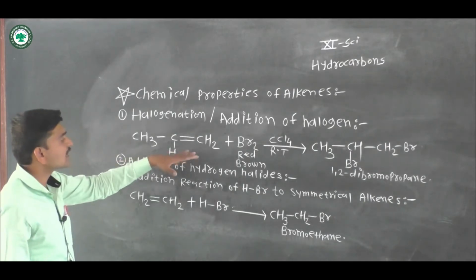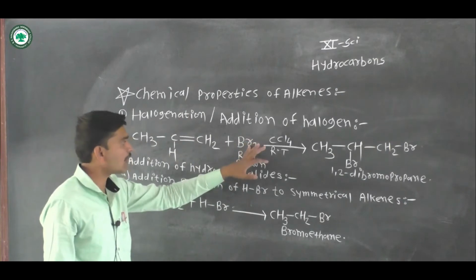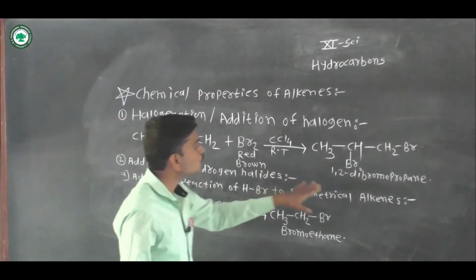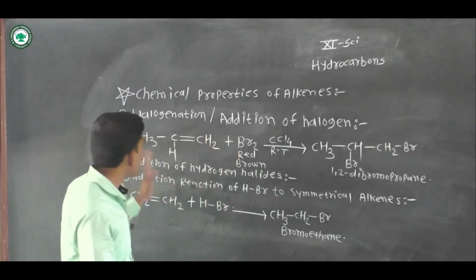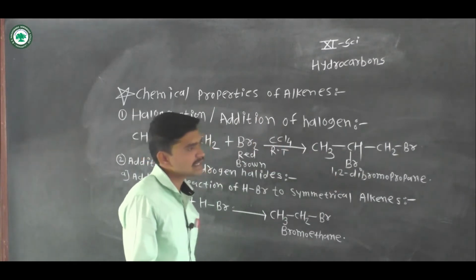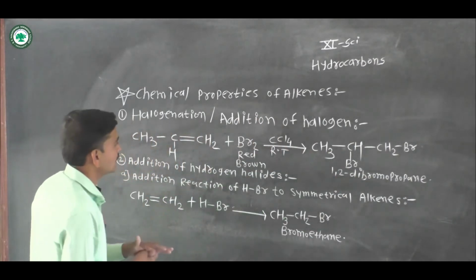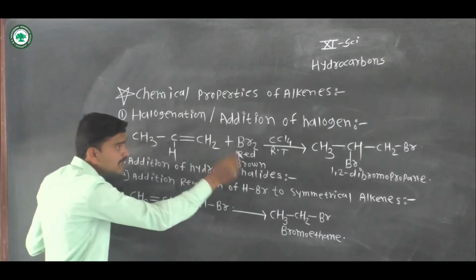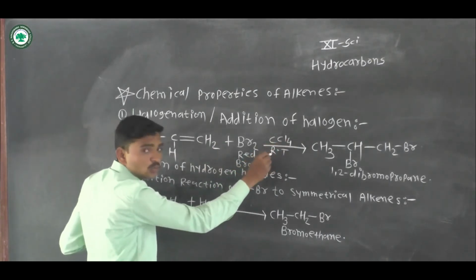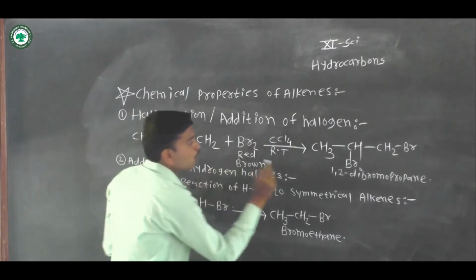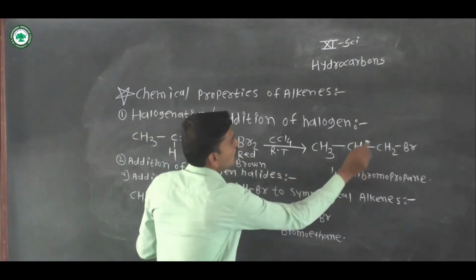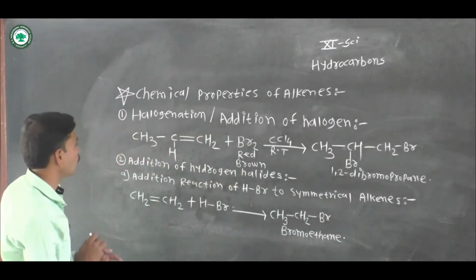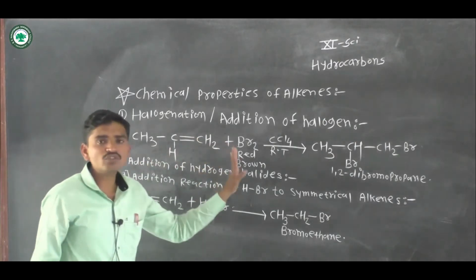When propene reacts with bromine, that is Br2, in presence of CCl4 at room temperature, it gives 1,2-dibromopropane. It means the carbon-carbon double bond is converted into the carbon-carbon single bond. Alkene is converted into the alkane.